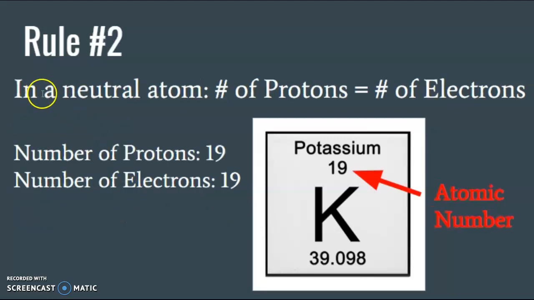Second rule here. In a neutral atom, the number of protons is equal to the number of electrons. So I looked at it before. My atomic number was 19, so I know I have 19 protons. And because my element is neutral, my number of protons has to equal my number of electrons. So if I have 19 protons, I also have to have 19 electrons for potassium here. Right? So that's rule number two. In a neutral atom, the number of protons is equal to the number of electrons.